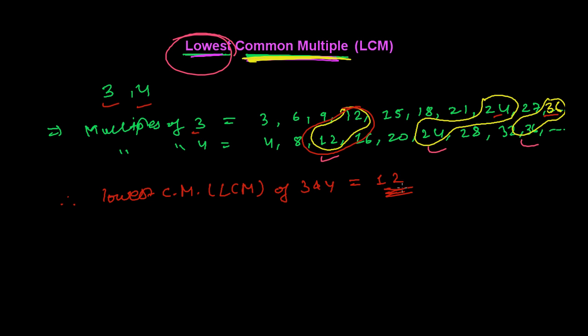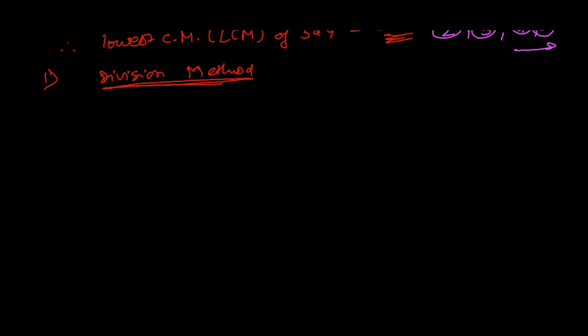There are many methods to find the LCM, the lowest common multiple, of a given set of numbers. One is the division method. Another is the prime factorization method. Let's do the division method first. This is the best method, in my opinion, so try to learn it. It is really interesting, shorter and faster.